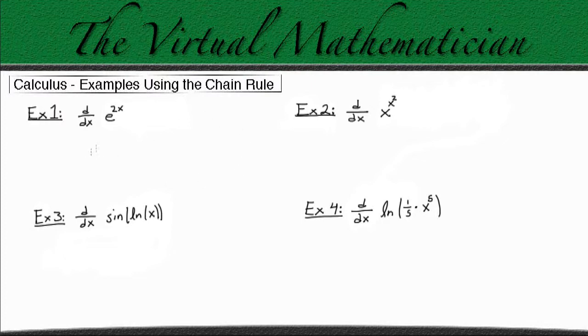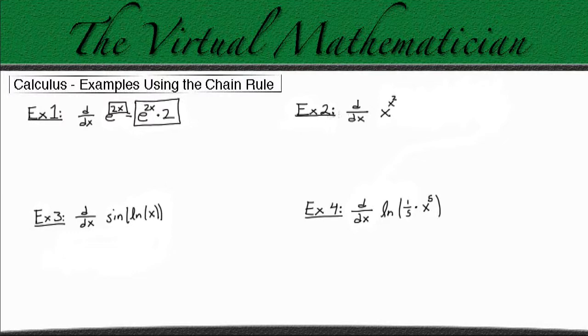Okay, let's look at example 1. So this says take the derivative with respect to x of e to the 2x. So we know the derivative of the exponential is always itself, so we're going to get e to the 2x. But then the chain rule says to multiply that by the derivative of whatever function is inside. So the derivative of 2x is 2, so we're going to multiply this by 2. And that's going to be the answer for example 1.